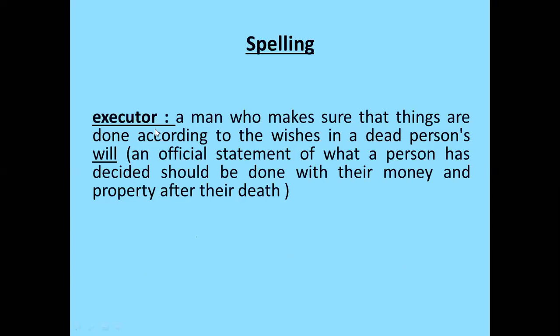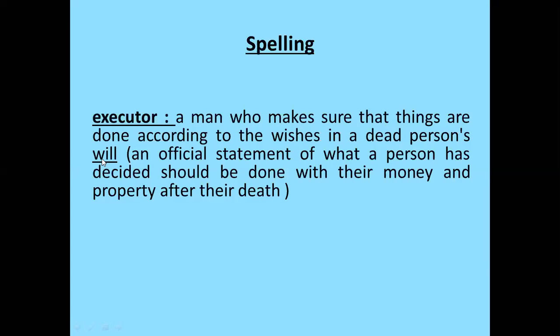Executor, understand this word well. Executor, this is the man who makes sure that things are done according to the wishes in a dead person's will. What does it mean? Will here is an official statement of what a person has decided should be done with their money and property after their death. Some people write a kind of document to distribute their wealth, or to show their heirs how they should spend their wealth after they die. So this is called will.